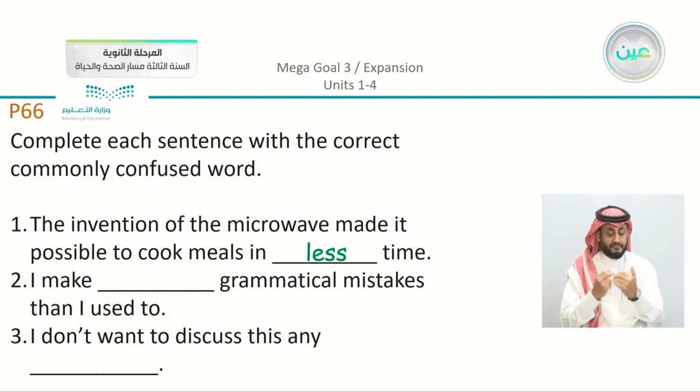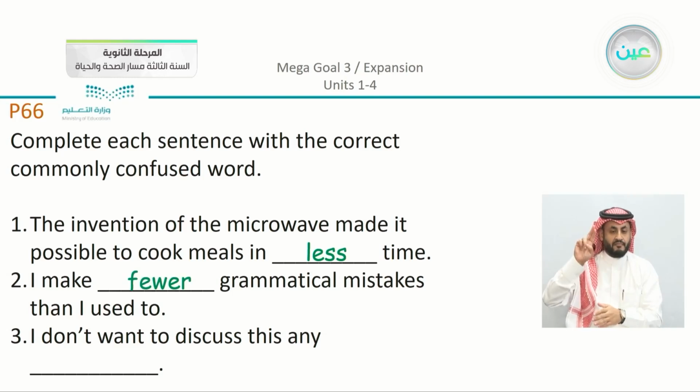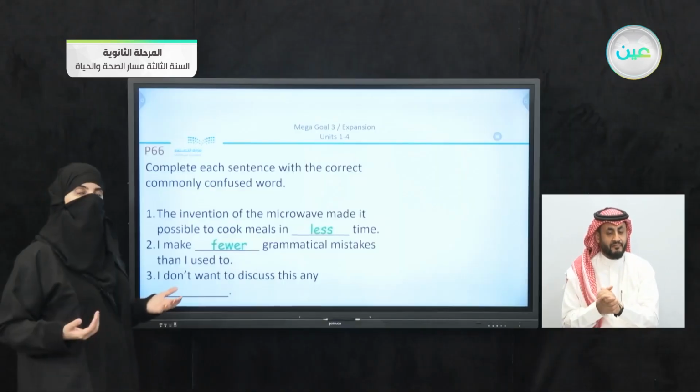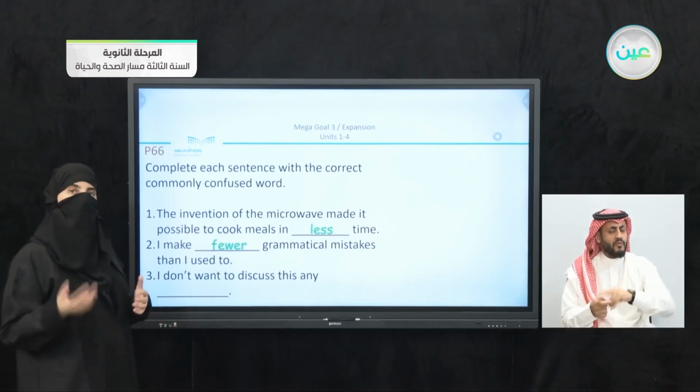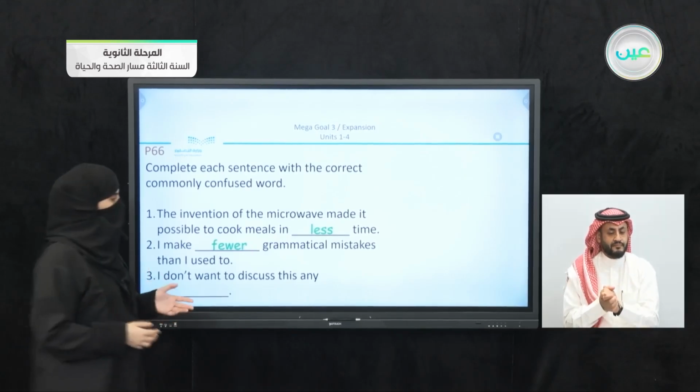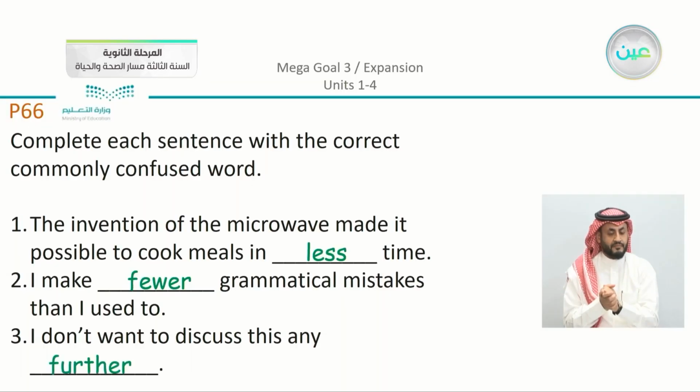I make blank grammatical mistakes than I used to. Mistakes, they are countable. So here I can say that I make fewer grammatical mistakes. And we have the 3rd sentence, I don't want to discuss this any. So we mentioned farther or further. Which one is about additional time or distance? So we can say that we have here the word any further.